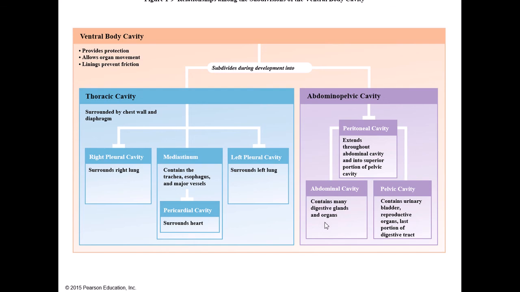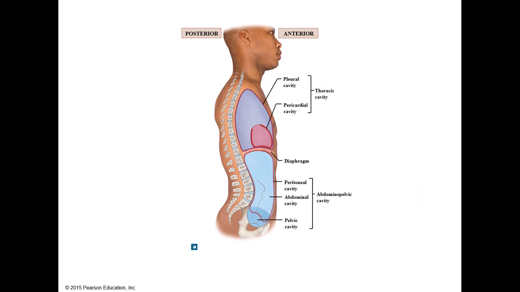Like I mentioned before, the abdominal cavity is mostly going to be our digestive organs and glands, and then the pelvic cavity contains the bladder, the reproductive organs, and the lower portion of the digestive system. So if we look at this gentleman here from the diaphragm all the way down, this is the abdominopelvic cavity, would be the whole thing. But the light blue part, all the way down to the upper part of the pelvic cavity, that would be the peritoneal cavity, right? That would be the peritoneal cavity.